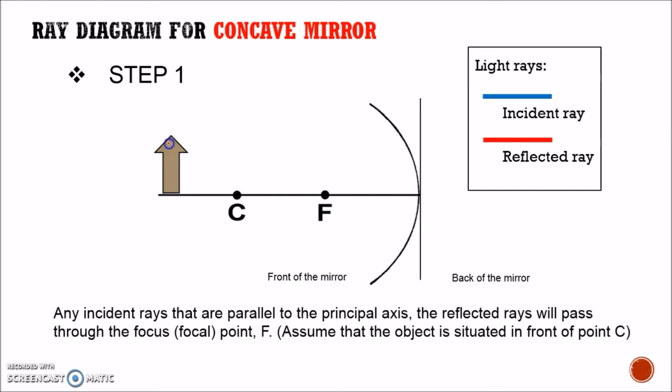Incident ray from this object will be parallel to the principal axis. So you're going to make a line from the object parallel to the principal axis until it touches this aperture line. After that, the reflected ray will pass through the focus point F.